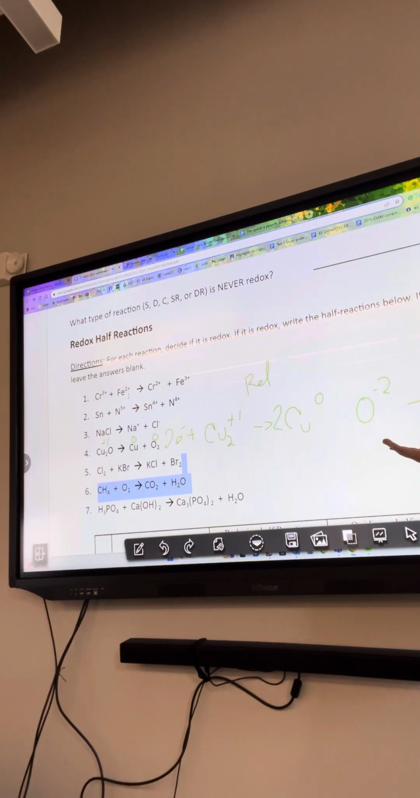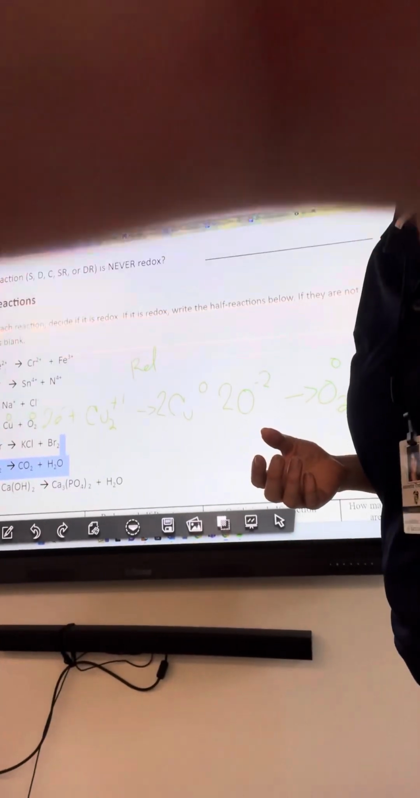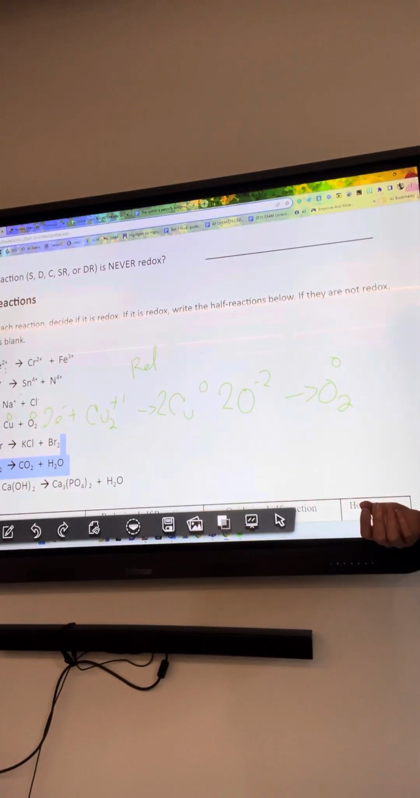How do I do this, Kate? You have 2 oxygens here. What should you do there? 2. So you balance the atoms before anything. Now you have 2 O2 minuses, and then you have an O2, 2 oxygens with a 0. How many electrons did you lose? 4.